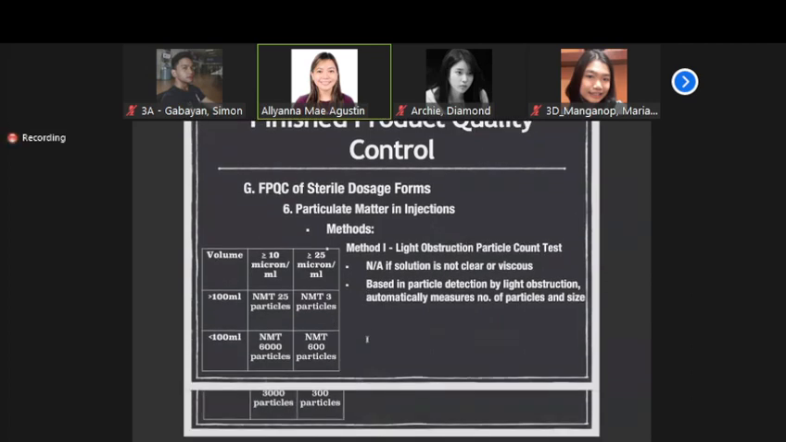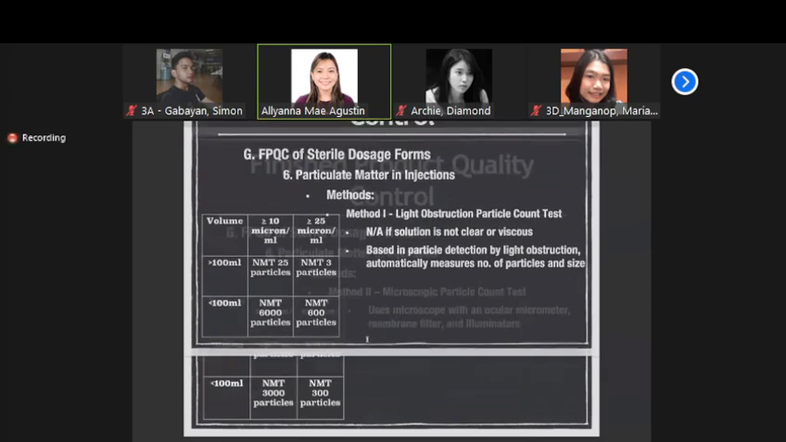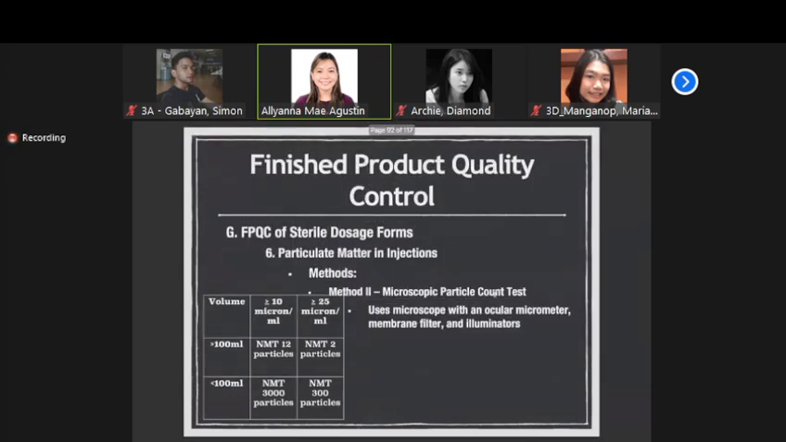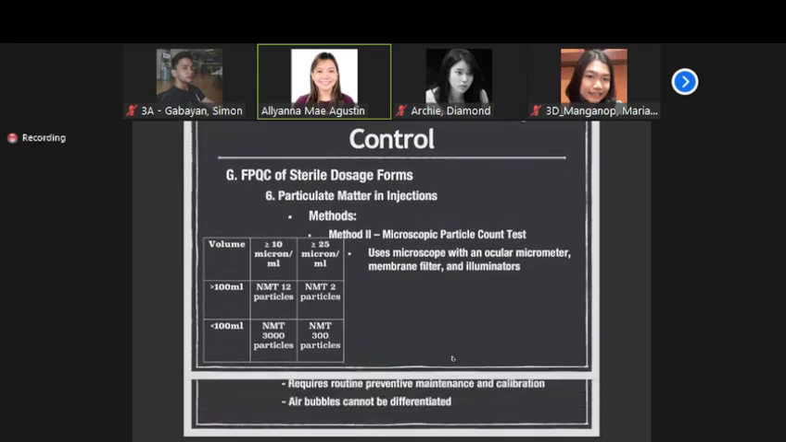Okay, next method, we have your microscopic particle count. So dito, nasa pangalan na, using your microscope, you count the specific number of particles. So same premise, pag mas maliit, pwedeng mas madami. Pero pag mas malaki ang particles, of course, konti ang ating limit. Mas konti ang ating tolerance. Okay, so ayan, you have your particle count test.